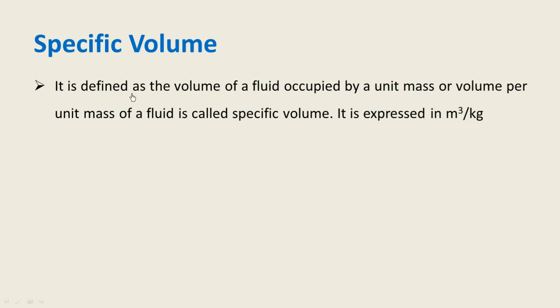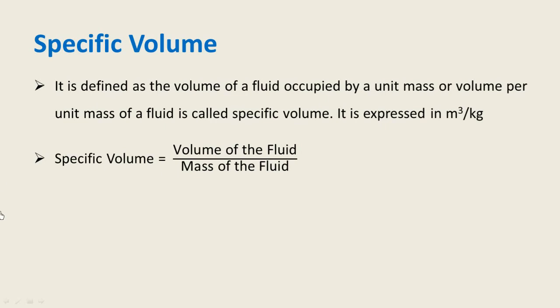Then coming to the specific volume, so I already said in most of the cases specific means you need to divide with the volume, but here in the specific volume we need to divide with the mass. And then coming to the specific volume, it is nothing but the volume of the fluid occupied by unit mass, or it is simply written as the volume per unit mass of the fluid. So it has units meter cube per kg.